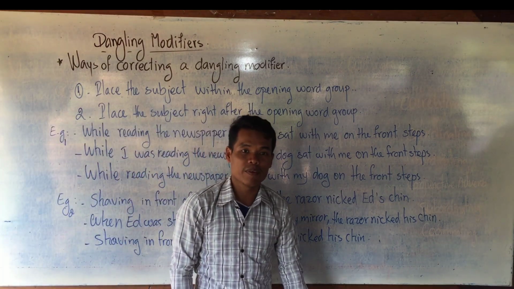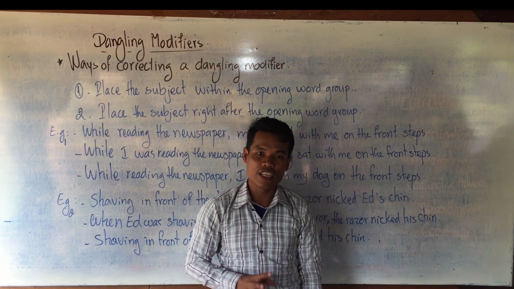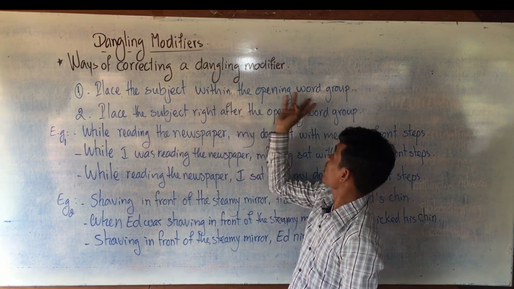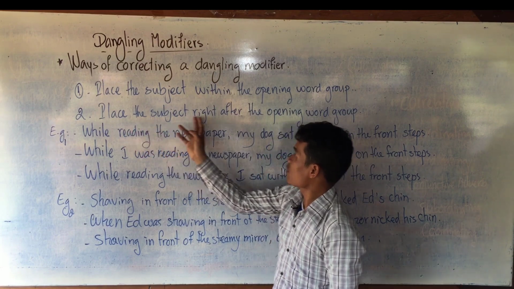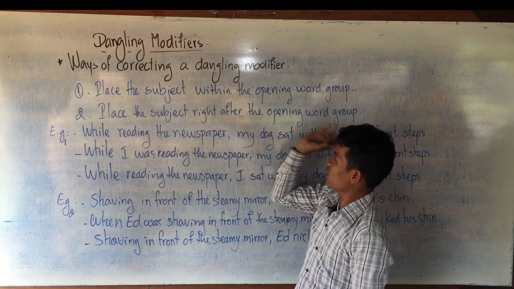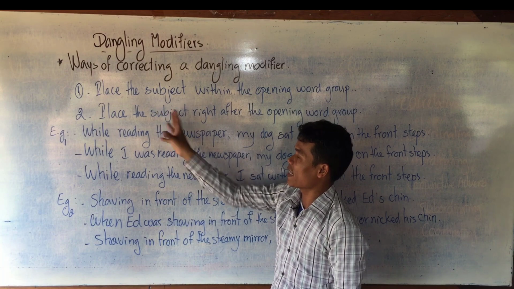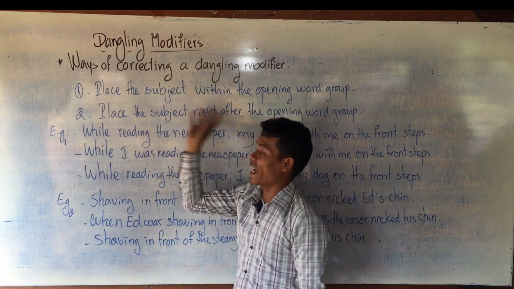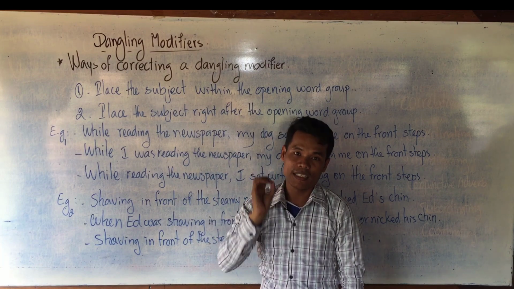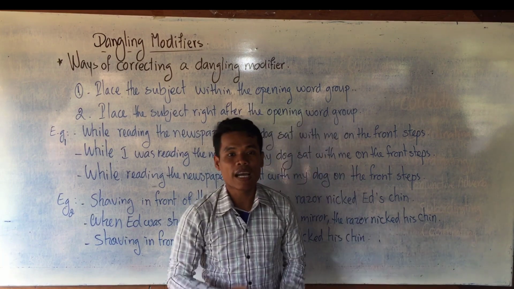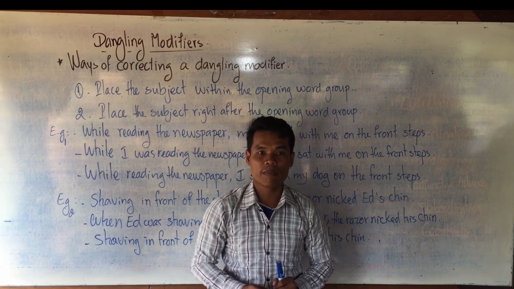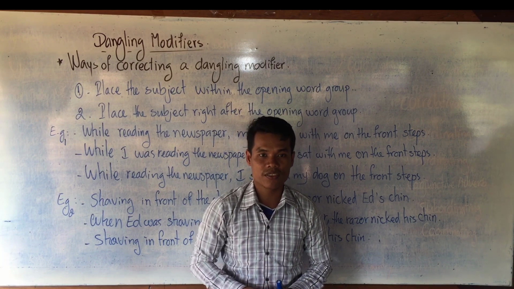Does it make sense, everyone, after my explanation? So these two ways again: place the subject within the opening word group, or place the subject right after the opening word group, and sometimes it lacks the meaning. That's why a subordinating word must be added to fulfill the meaning. If you have any questions about dangling modifiers, please write your question. I'll try my best to reply to all of your questions.